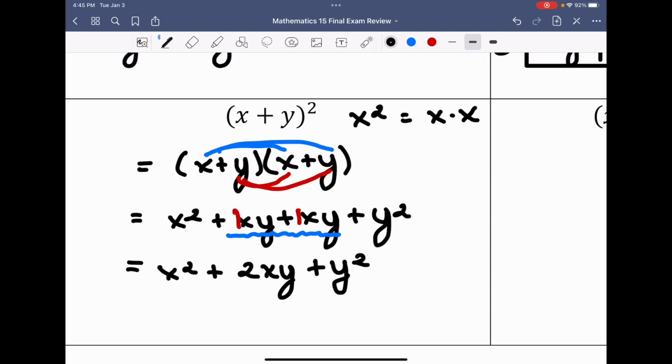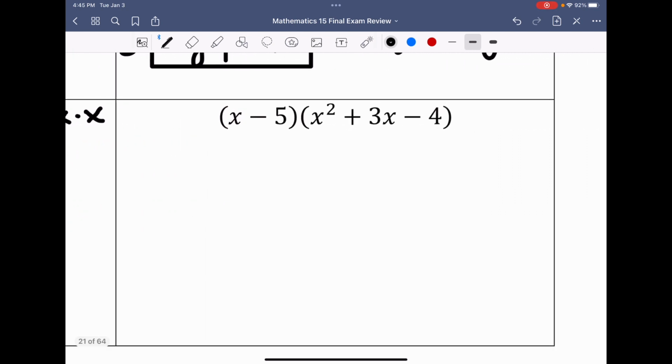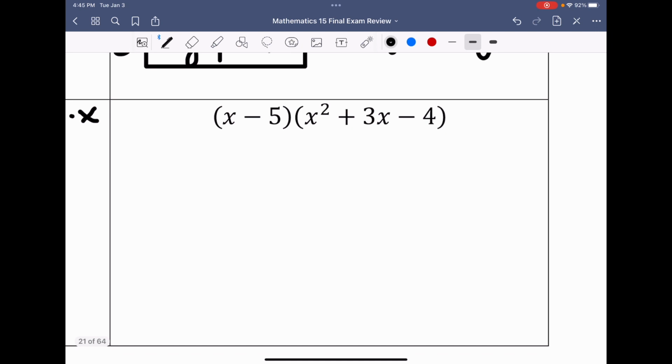So there is your simplified trinomial, or three monomials coming together to make a trinomial. All right, now we have a binomial times a trinomial, or a two-term polynomial times a three-term polynomial. What do we do here? Well, if we use the FOIL method, it actually gives us the same answer. However, what we could do is use the box method as a way to do this.